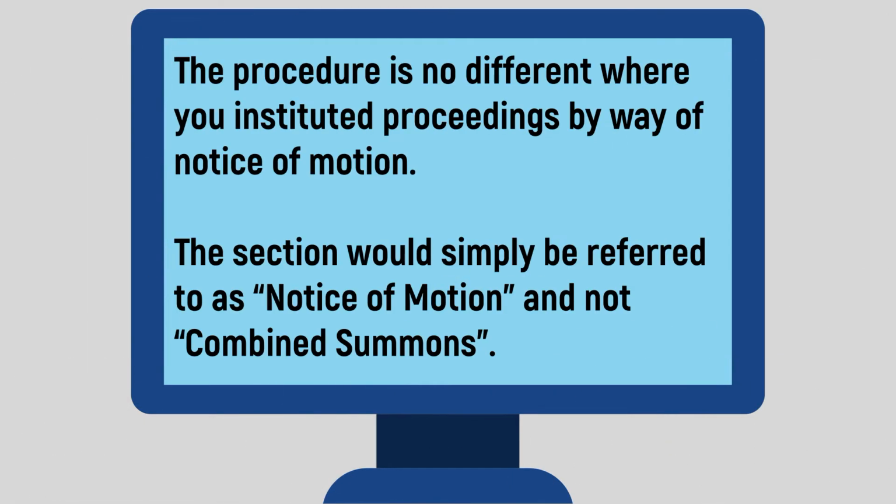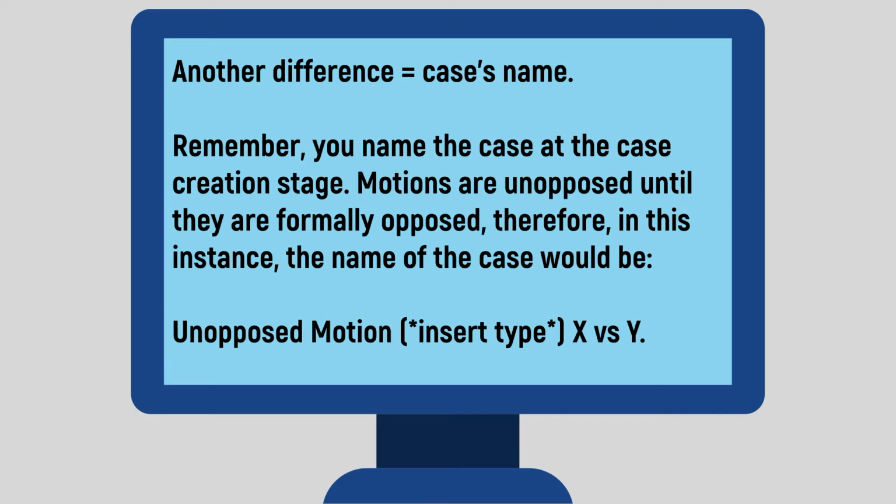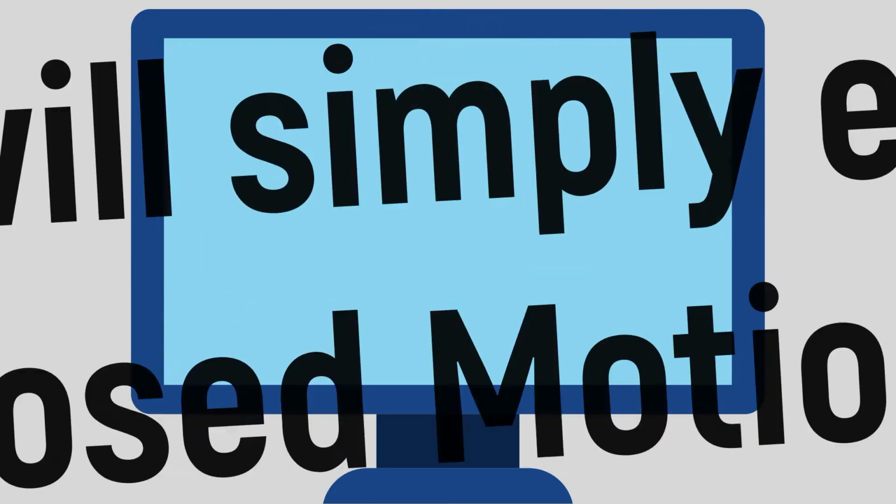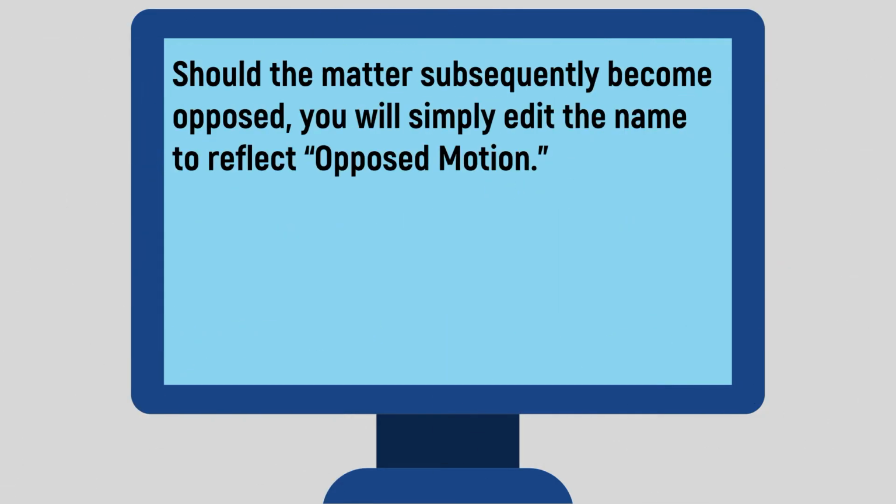The procedure is no different where you institute a proceedings by way of notice of motion. The section would simply be referred to as Notice of Motion and not Combined Summons. The other difference would be the case's name. Remember, you name the case at the case creation stage. Motions are unopposed until they are formally opposed. Therefore, in this instance, the name of the case would be Unopposed Motion, then you would insert the type X versus Y. Should the matter subsequently become opposed, you will simply edit the name to reflect Opposed Motion.